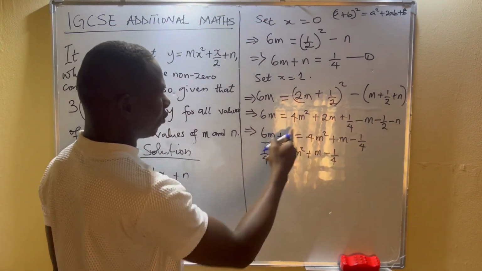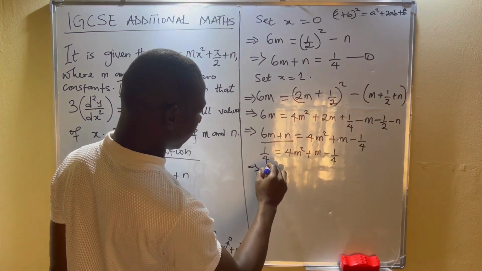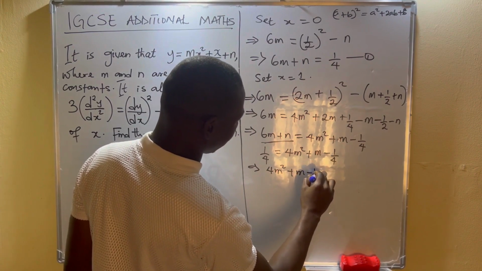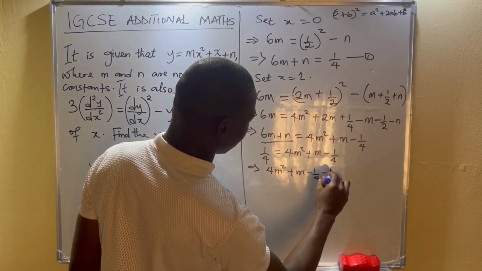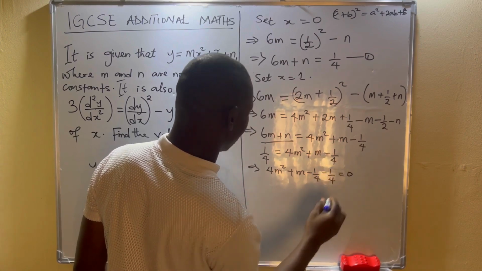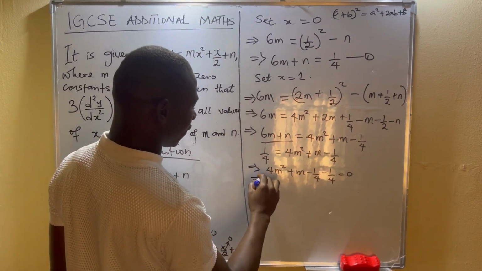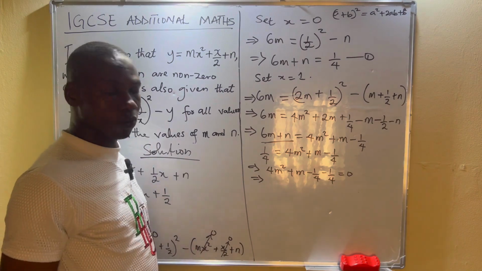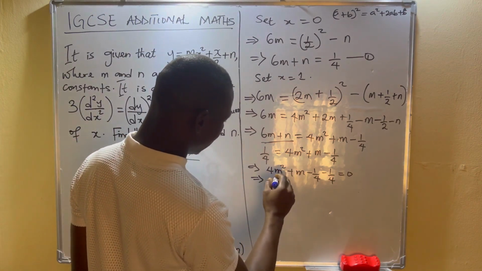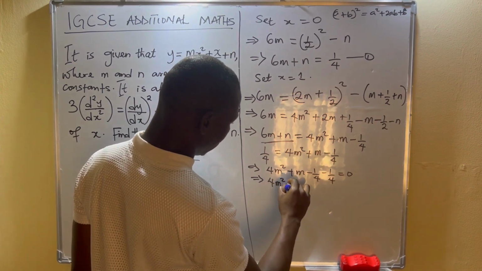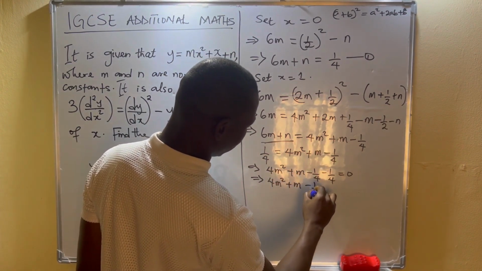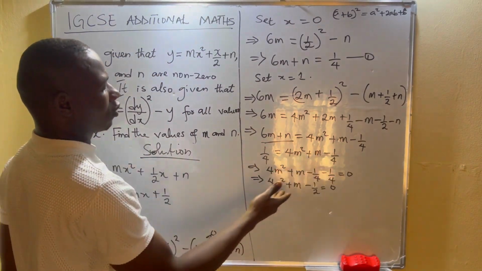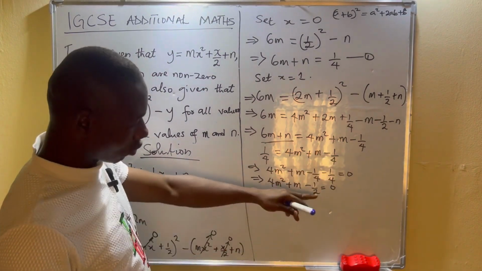Let me move this to this side. I'll have 4m squared plus m minus 1 over 4 minus another 1 over 4 equal to 0. If I simplify this, minus 1 over 4 minus 1 over 4 will give me minus 1 over 2. So I have 4m squared plus m minus 1 over 2 equal to 0. Okay, so let me multiply through by 2 to clear this fraction.